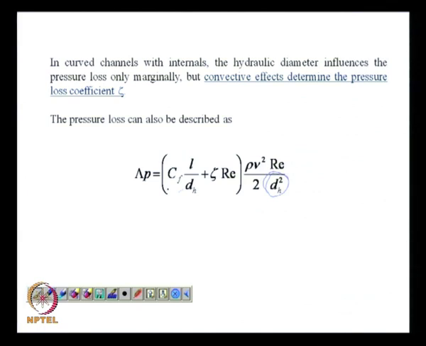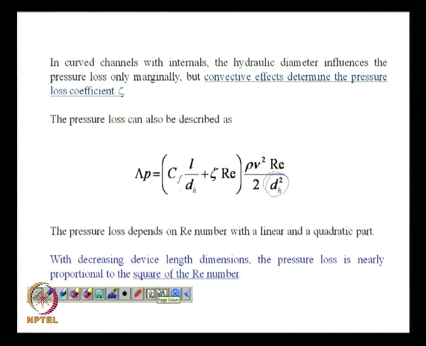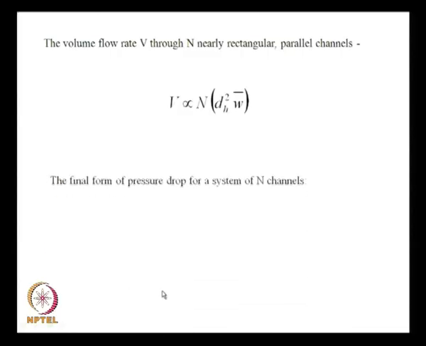So, these new sciences have come up when you have flow in a small system, and the rearrangement of this equation simply magnifies the effects that one should consider while thinking about how to make liquid flow in a microchannel. With decreasing device length dimensions, as I mentioned, the pressure loss is proportional to the square of the Reynolds number. The moment you start decreasing the device length dimensions, the first part becomes unimportant. It is the second part which is going to govern how much pressure you are going to have.